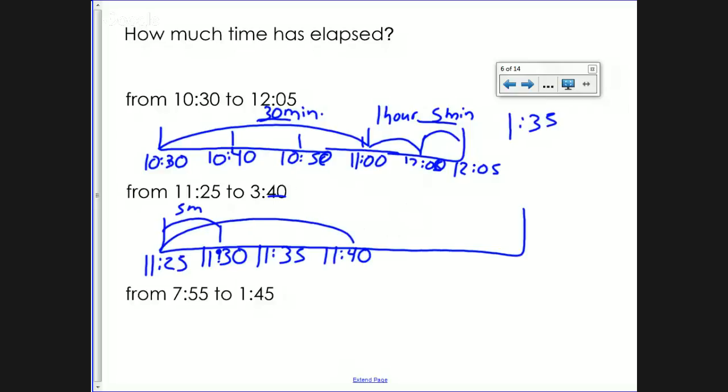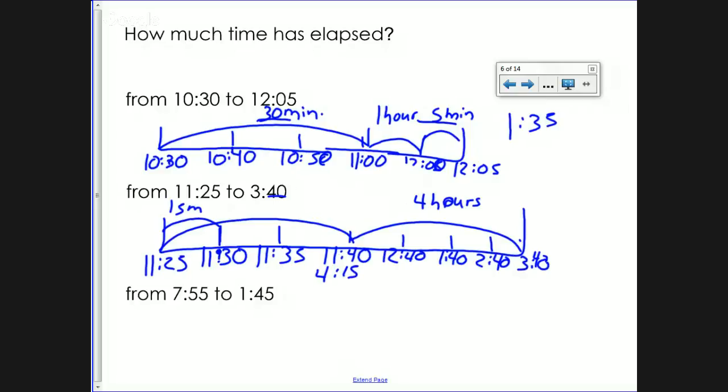So we have 11:40, 12:40, 1:40, 2:40, and 3:40. Now we don't have to deal with the number of minutes in between. So 11:40 to 3:40, we're looking at 1 hour, 2 hours, 3 hours, 4 hours. And from 11:25 to 11:40, we're looking at 5, 10, 15 minutes. So 4 hours and 15 minutes. From 7:55 to 1:45.